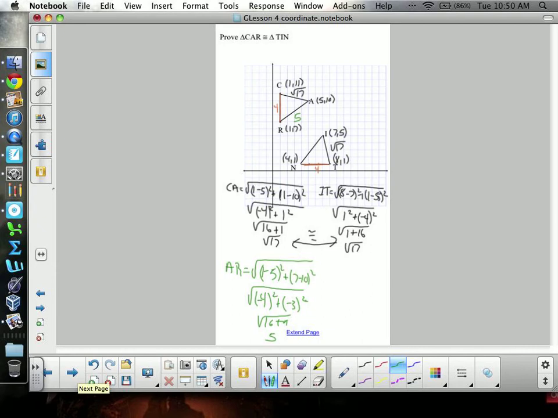Then we find NI. Same thing. 4 minus 7 squared, 1 minus 5 squared. It's the square root of negative 3 squared plus negative 4 squared. Square root of 9 plus 16, excuse me, is square root of 25, which is 5. So this is also 5. So all three pairs of sides are congruent. That proves they're congruent triangles. That's what it takes to do these problems.